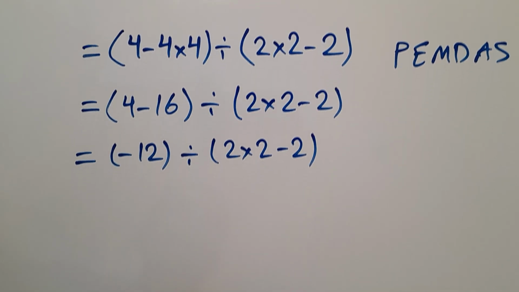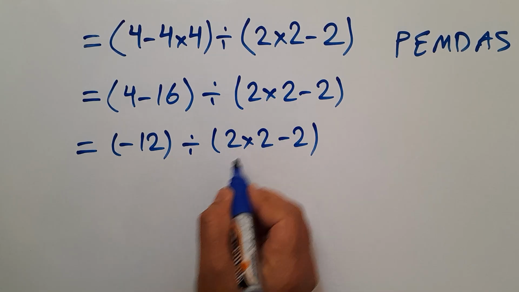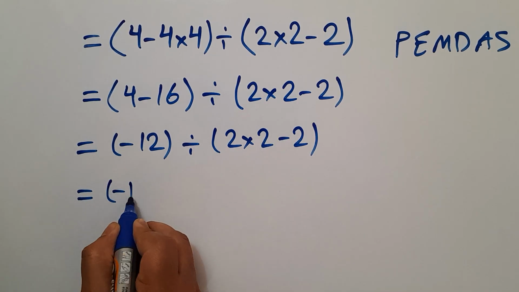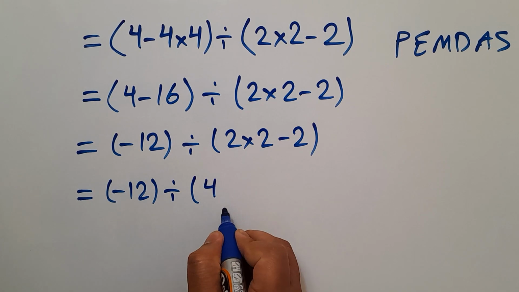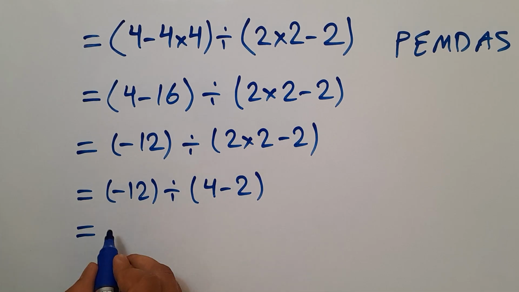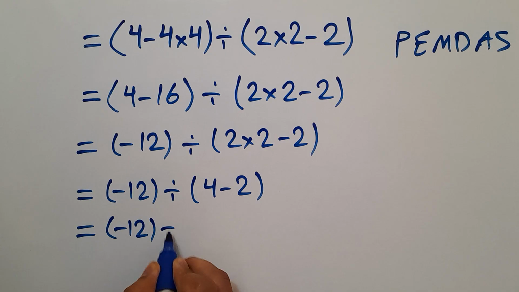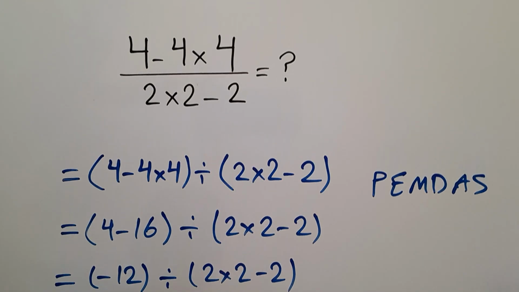Now, inside these parentheses, we first do this multiplication. Negative 12 divided by 2 times 2 gives us 4. And 4 minus 2. So now, negative 12 divided by 4 minus 2 gives us 2. And negative 12 divided by 2 gives us negative 6. So our final answer to this problem is negative 6.